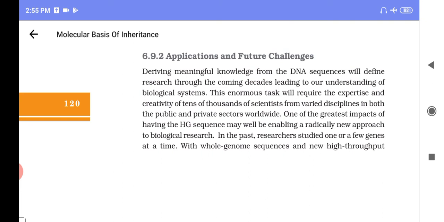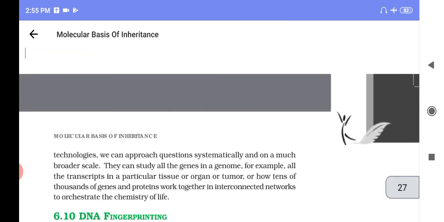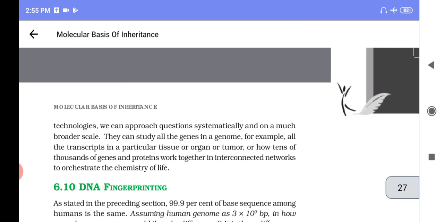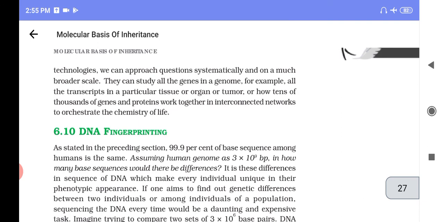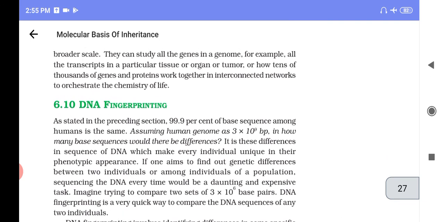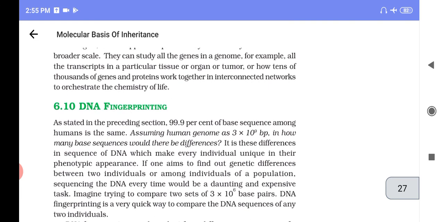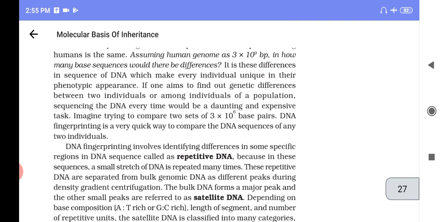One of the greatest impacts of having the human genome sequence may well be enabling a radically new approach to biological research. In the past, researchers studied one or a few genes at a time. With whole genome sequences and new high-throughput technologies, we can approach questions systematically and on a much broader scale. We can study all the genes in a genome, for example the transcripts in a particular tissue, organ or tumor, or how tens of thousands of genes and proteins work together in an interconnected network to orchestrate the chemistry of life.